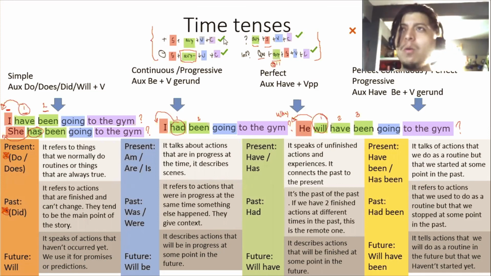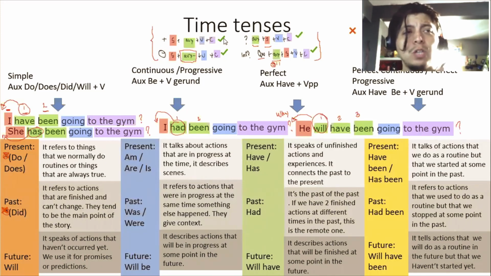Okay. Now, what is the meaning of all of this? Okay, se los voy a decir en español. ¿Cómo se traducirían? El presente simple, yo corro. El pasado simple, yo corrí. El futuro simple, yo correré. El presente continuo, yo estoy corriendo. El pasado continuo, yo estaba corriendo. El futuro continuo, yo estaré corriendo. El presente perfecto, yo he corrido. El pasado perfecto, yo había corrido. El futuro perfecto, yo habré corrido.